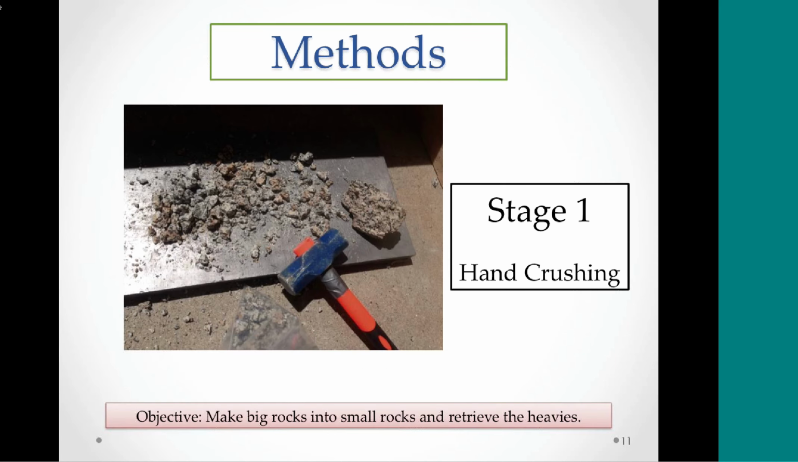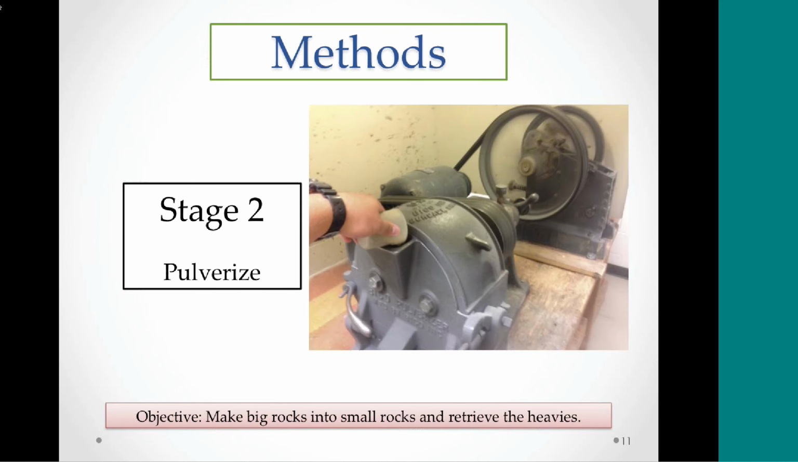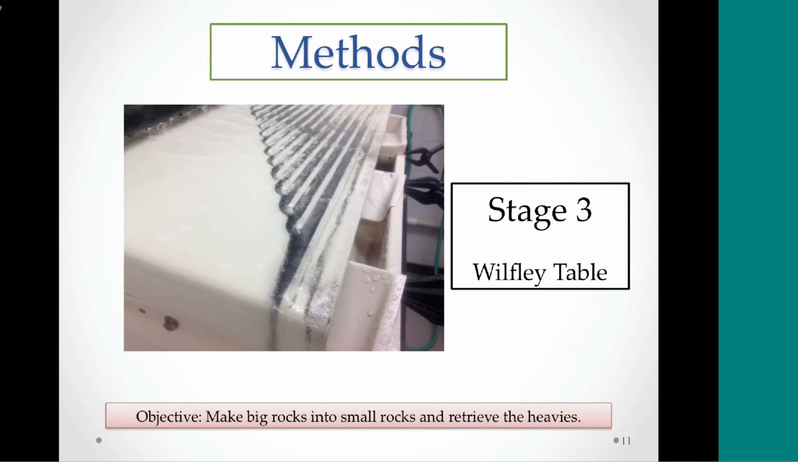So the methods that we use for this: basically, our big objective is to take big rocks, crush them down into small rocks, and retrieve the heavies out of that. First we have hand crushing. Then we pulverize those rocks into finer grains at less than 500 microns. We sieve those out. After that, we use what's called the Wilfley table. This is our first step where we take heavies and lights, fluff the lights off, and start retrieving the heavier material.